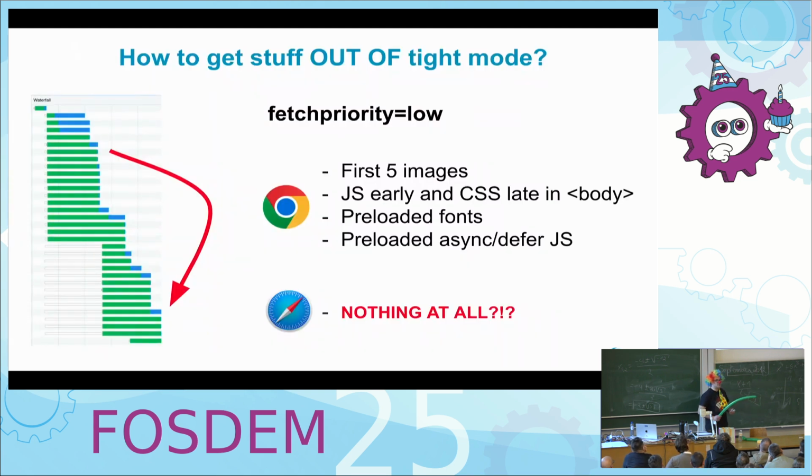Then you might also want to get things out of tight mode. Okay, the browser is too eager. You know that you won't need this resource early on. So you're explicitly telling the browser, please back off a little bit. Again, Chrome works very well. Fetch priority low works very well in a variety of use cases. Safari, I tried. I couldn't find a single one.